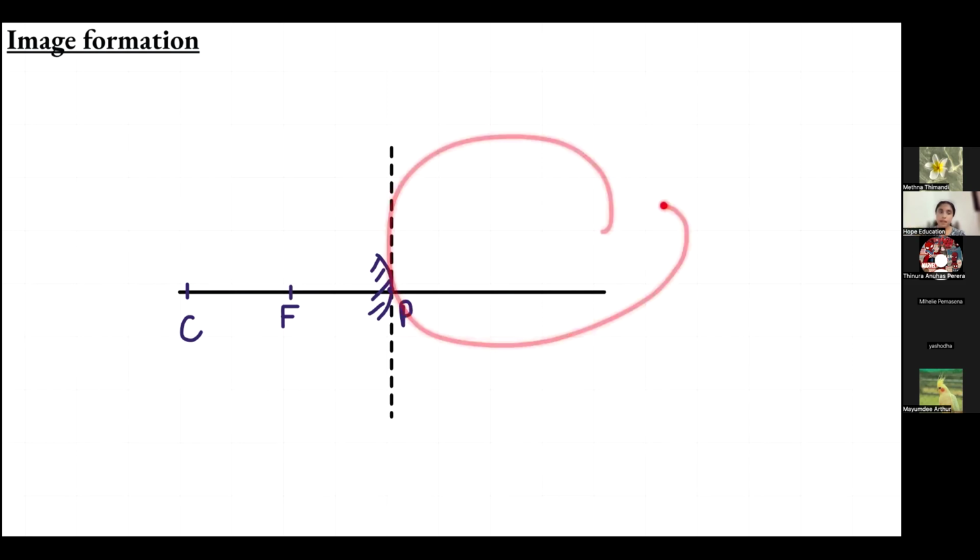So we have only one ray diagram. We just keep an object like this.